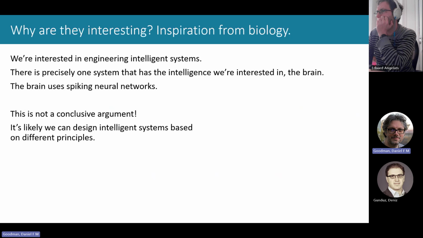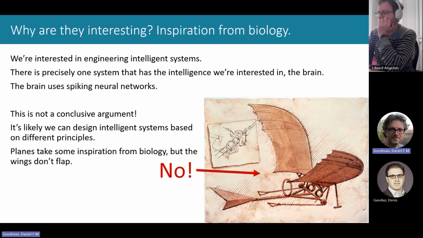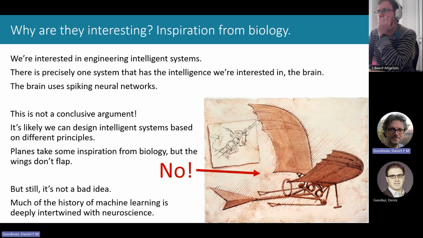And it could be that we can design intelligent systems based on entirely different principles from those that the brain is using. Indeed, we seem to be realizing quite considerable success in that with machine learning at the moment. And for example, planes take some inspiration from biology, but the wings don't flap, right? We didn't do the Da Vinci's design. That didn't work out in the end. But I still think it's not a bad idea.